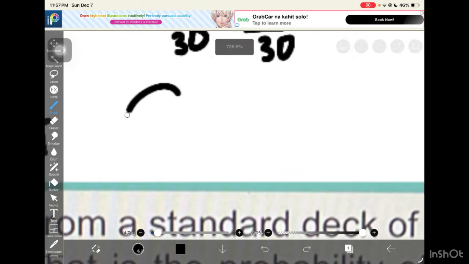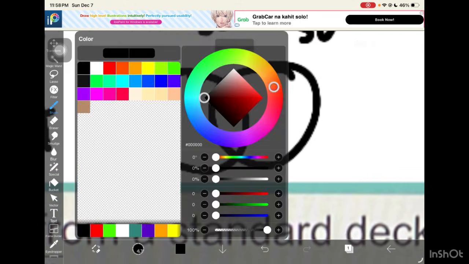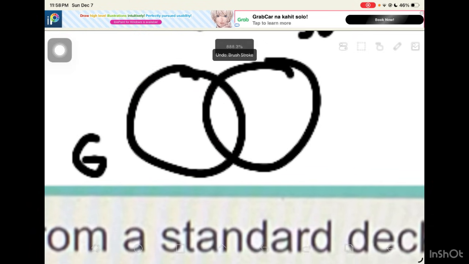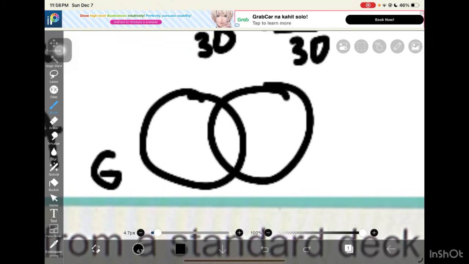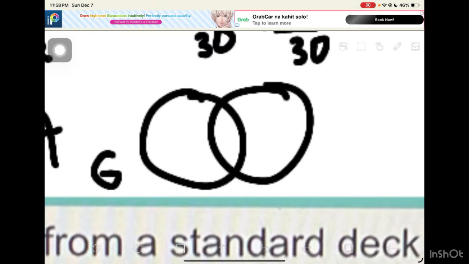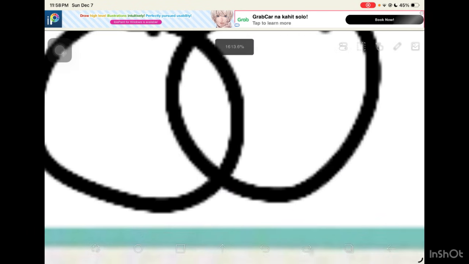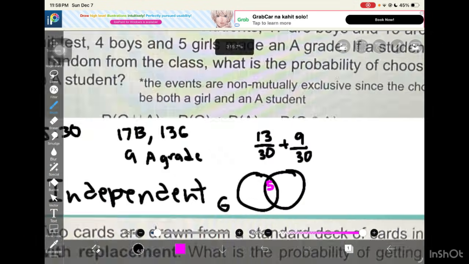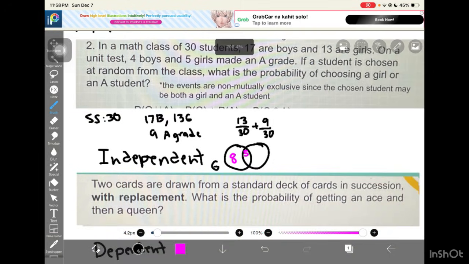So when you do a Venn diagram of this, let's say this is the girls, this entire region must equal 13. Okay, let's use pink for the girls. So we have 13 in total, but we know that 5 girls made the A grade. So let's put 5 over here. So 13 minus 5 is 8, because in total, 8 plus 5 is 13, which satisfies this.